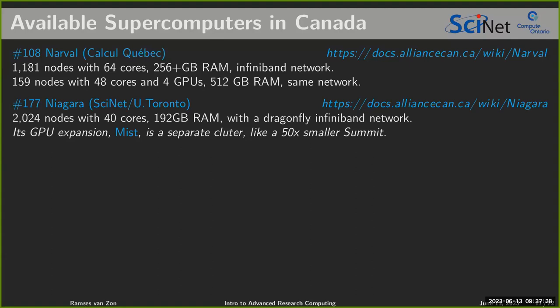The next one on the list is number 177. It's called Niagara. I mentioned it already, mostly because I have a picture of Niagara. I don't have a picture of Narval, so that's in the slides. But it has about 2,000 nodes. This one has no GPUs.